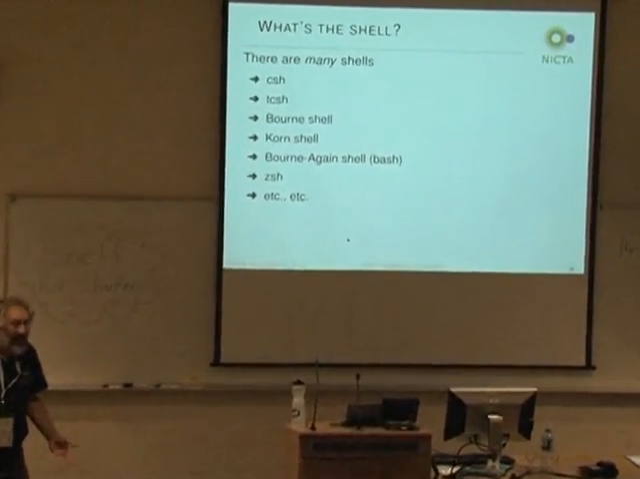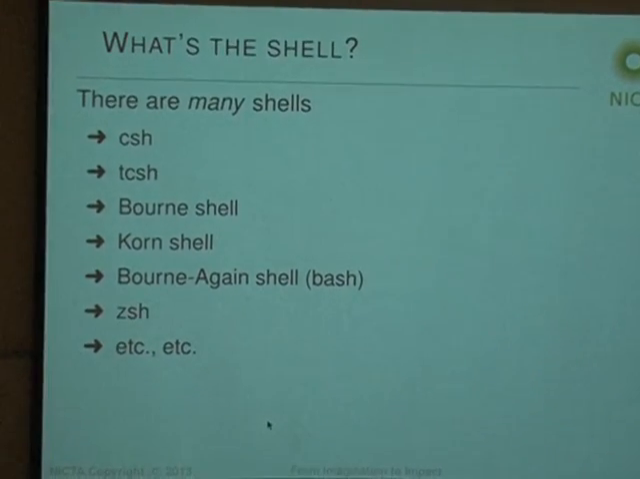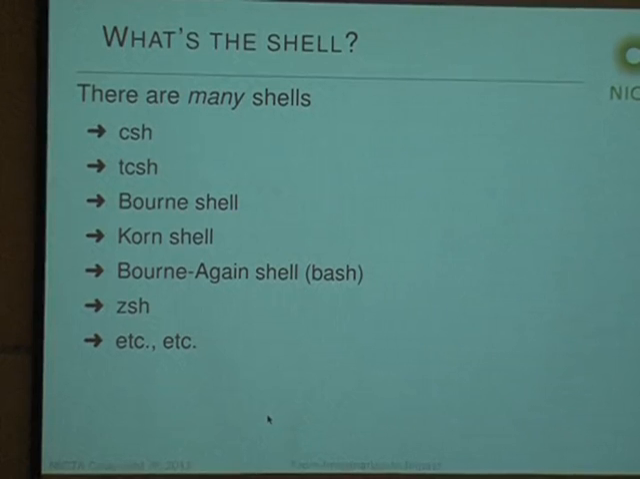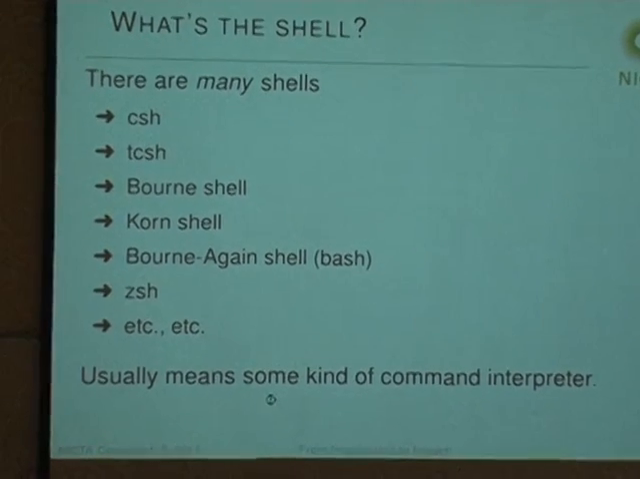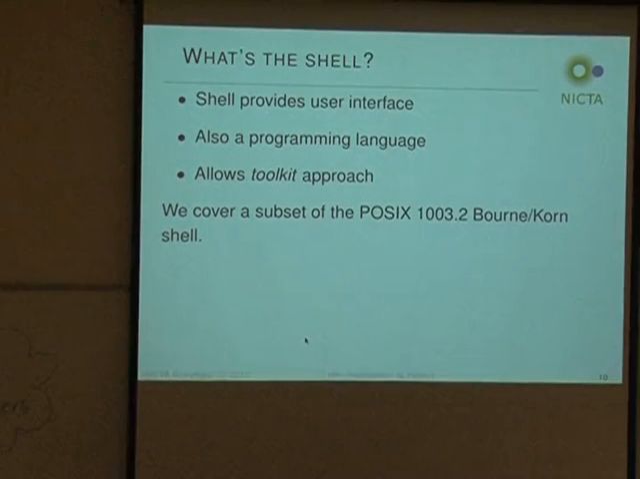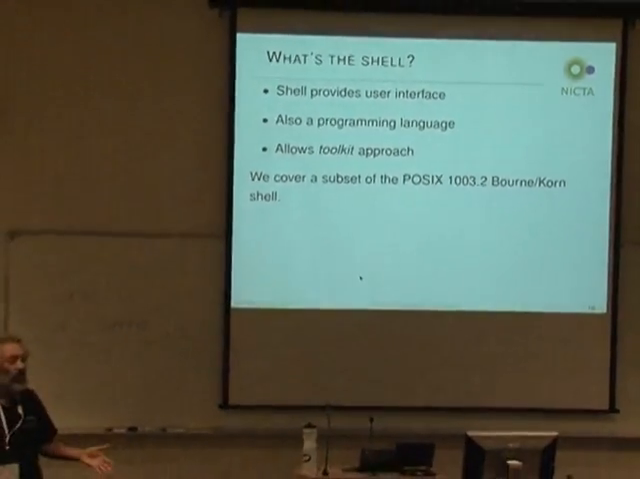There's C shell and TC shell that have a kind of C-like syntax. There's the Bourne shell, which was written by Steve Bourne back in 1960-something. The Korn shell, which was written by David Korn a little bit later, took the Bourne shell and added functions and other things. The Bourne Again shell, which is Bash, which most of you are using. Z shell, Dash, there are lots and lots of them. We're going to be concentrating on the subset of the POSIX 1003.2 standard, which is what's implemented by Korn shell, Bash, and Dash. So once we've learned the shell, as I'm going to be teaching you, it should work on all of those systems without change.